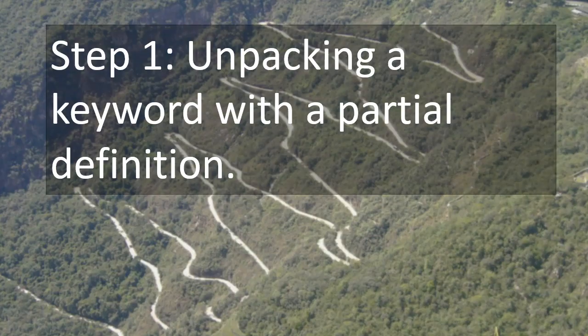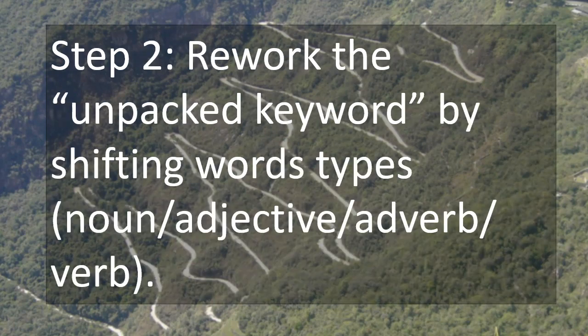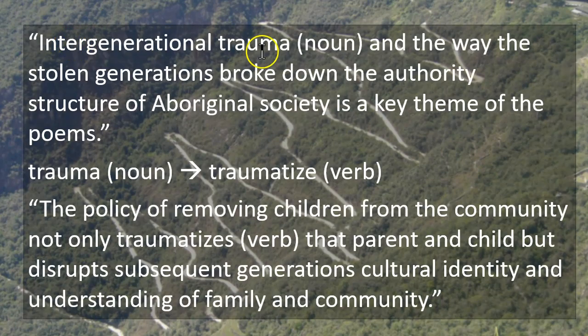So, one of the things we looked at was unpacking a keyword with a partial definition, actually thinking about what the word means for our argument. So another thing we can do is once we've got that unpacked keyword, we can kind of rework it by shifting the words around a little bit, trying to write it in a slightly different way. So if we look at intergenerational trauma and the way the stolen generations broke down the authority structure of Aboriginal society is a key theme of the poems.